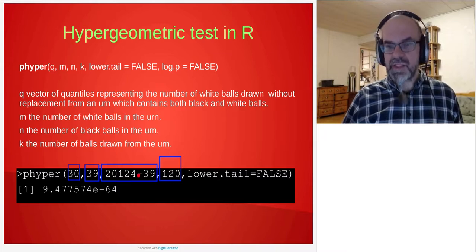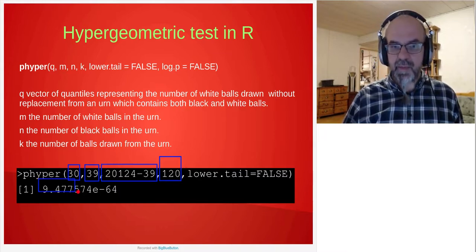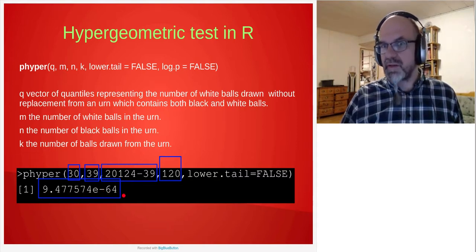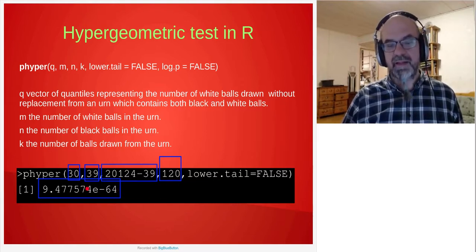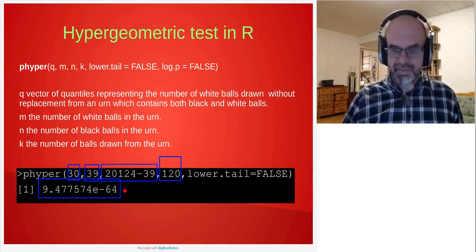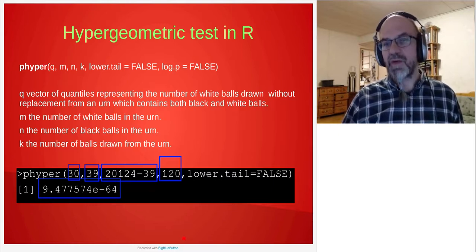What you see here is that the probability that this has happened just by chance is very, very low. You read this as 9.4 times 10 to the power of minus 64. So this is a crazily good p-value. The probability that it has happened just by chance is really less than a second in the age of the universe or something like that. So very low probability.